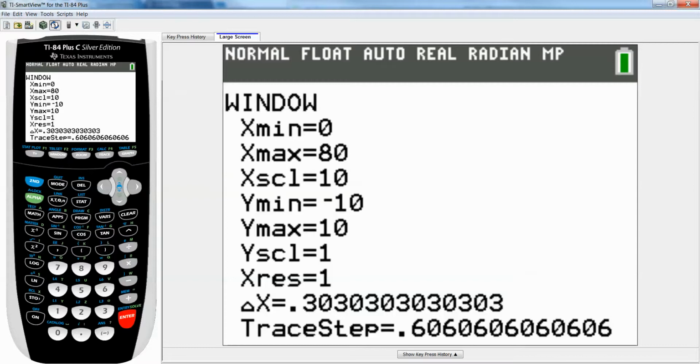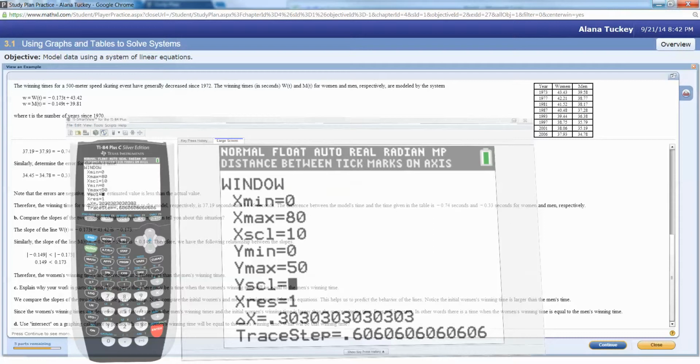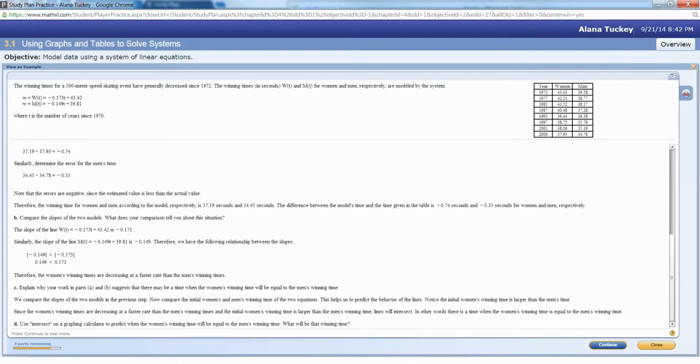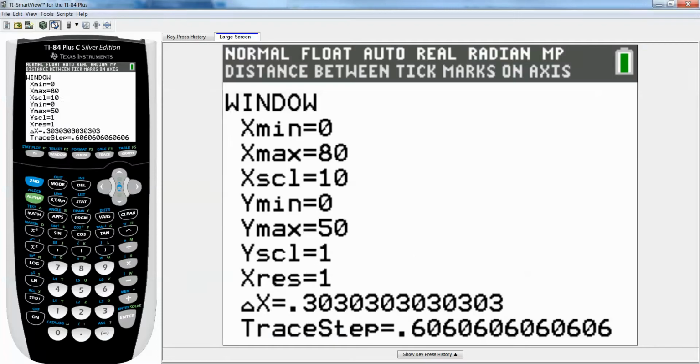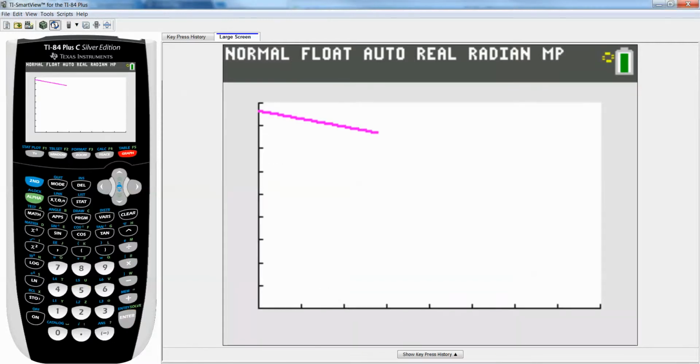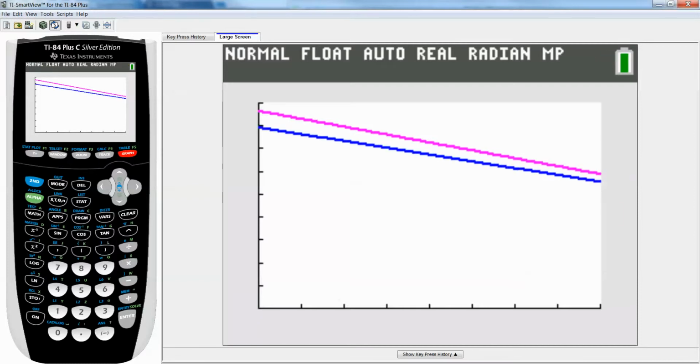Now the Y is the times that they're racing this race in, so I don't need negative 10. So I'm going to go 0 to 50 because I could see that my graph started out at 43. I could go 45. How about that? I'll go 45. And then I'm going to make each tick mark worth 5. And then I'll leave the rest of this stuff alone, and now I'm going to press graph. So there's the women coming along like that, and there's the men. And they haven't quite hit yet. You can see you're heading for it, but it's not there.